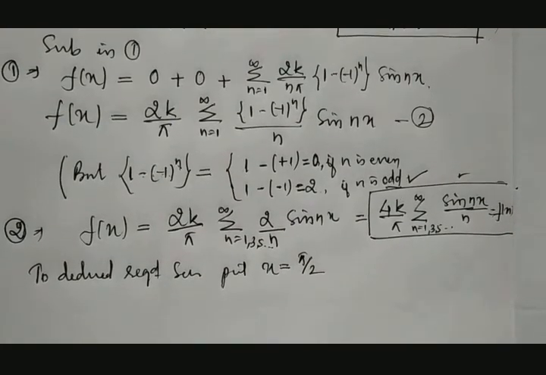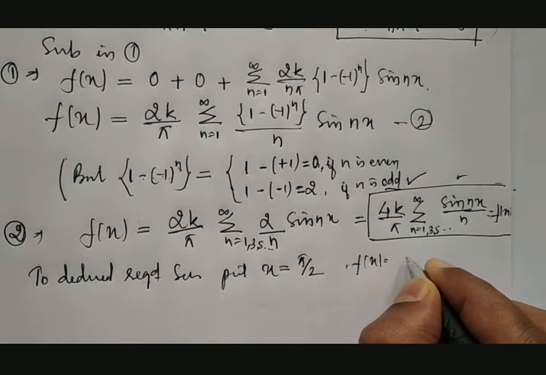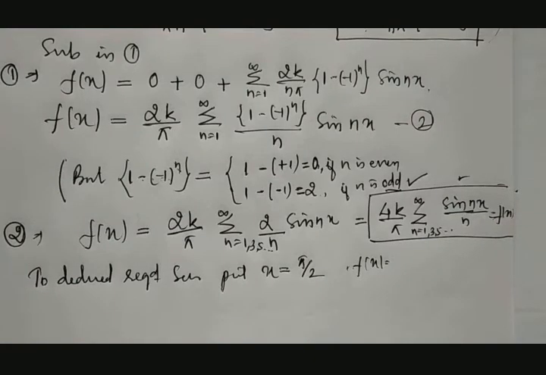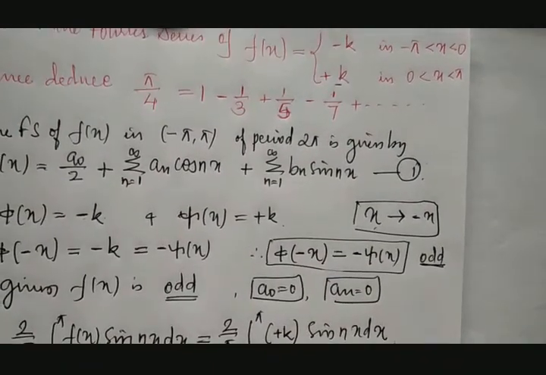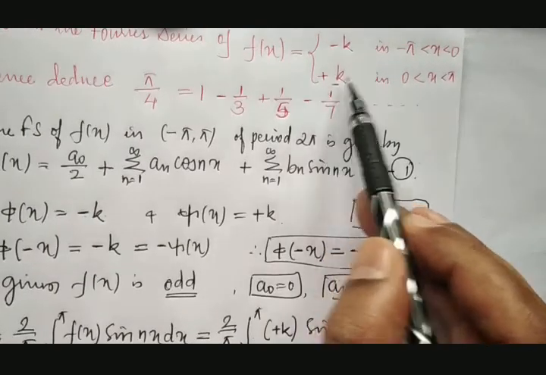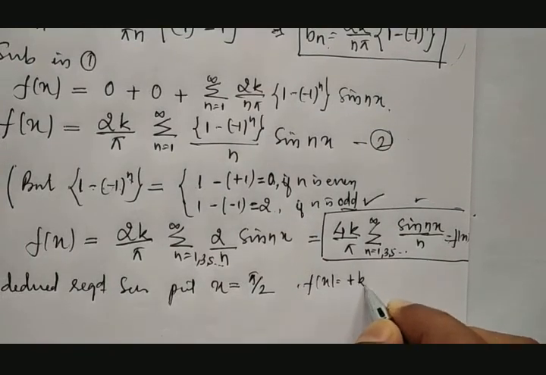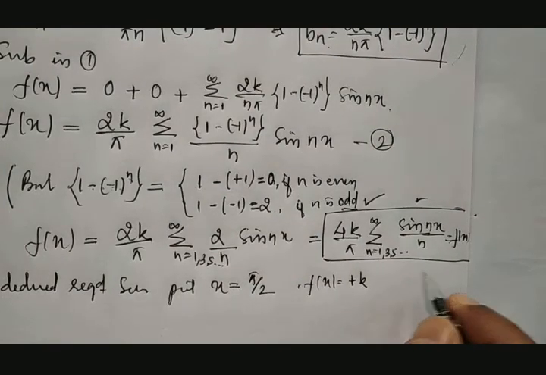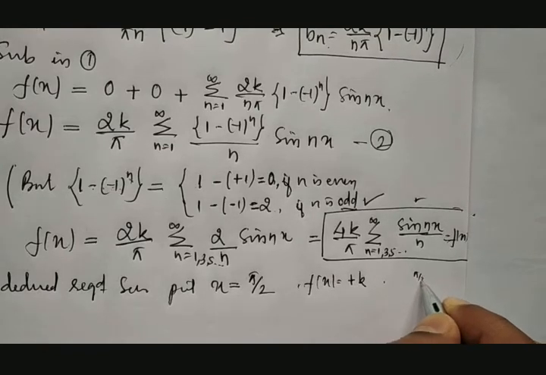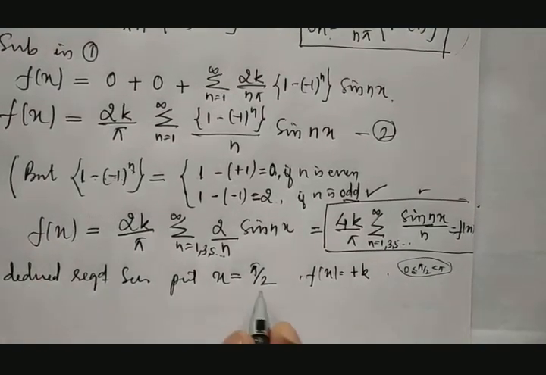If I take pi by 2, then I have to check what will be the given function. Here the given function is plus k, minus k. If I put x is equal to pi by 2, which value do I have to take again? I am taking x is equal to pi by 2. Pi by 2 lies between 0 to pi, means again positive k. So that has to be taken. So this is plus k. Fine. Therefore, because the pi by 2 we have selected lies between 0 to pi, f of x is equal to k.